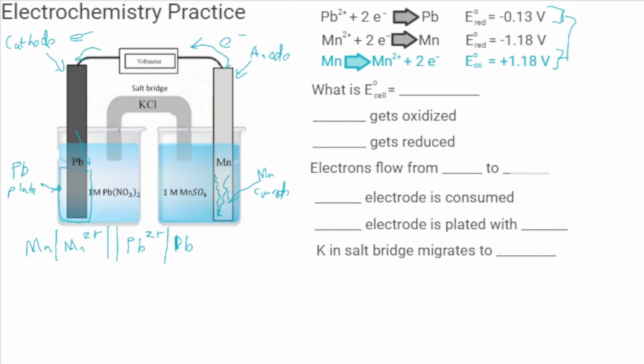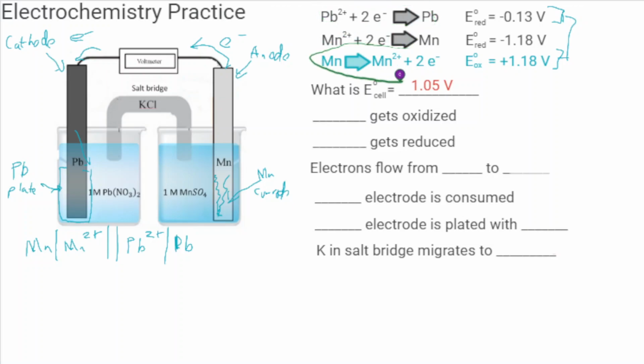So we're going to do negative 0.13 plus a positive 1.18, and when we add that together, we should get 1.05 volts. When we try to figure out what's being oxidized, we can use our half reactions to figure out what that is. The top one is our reduction reaction. The bottom one is our oxidation reaction.